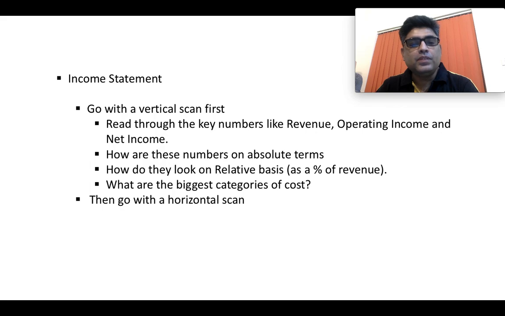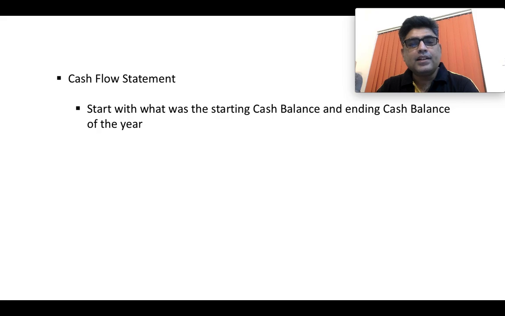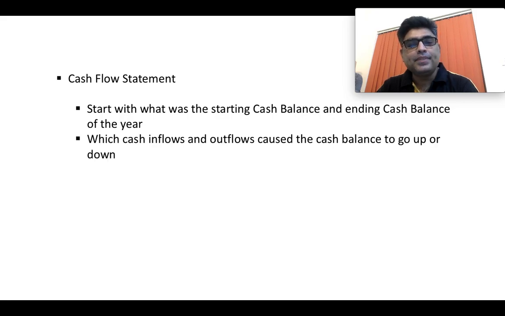Then also go with a horizontal scan: how the figures look compared to the previous years, and whether there is a growth or decline, and by what percentage, right? So then move to the cash flow statement. Start with the starting cash balance and ending cash balance of the year, and which cash inflows and outflows caused the cash balance to go up or down.